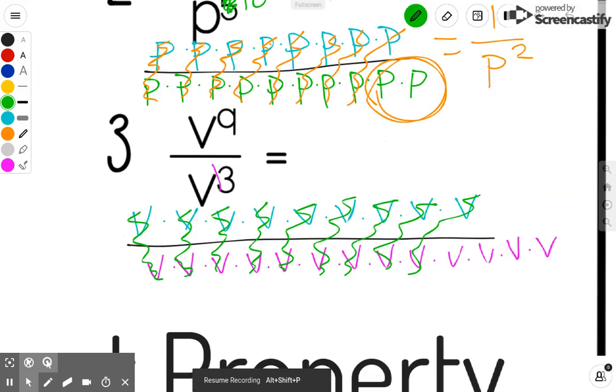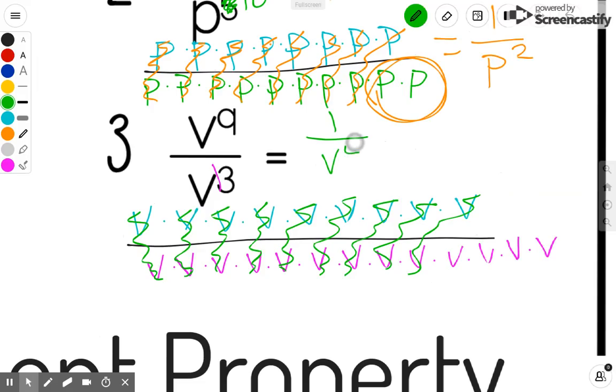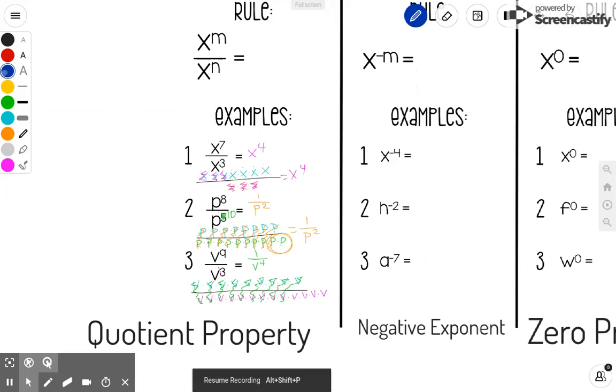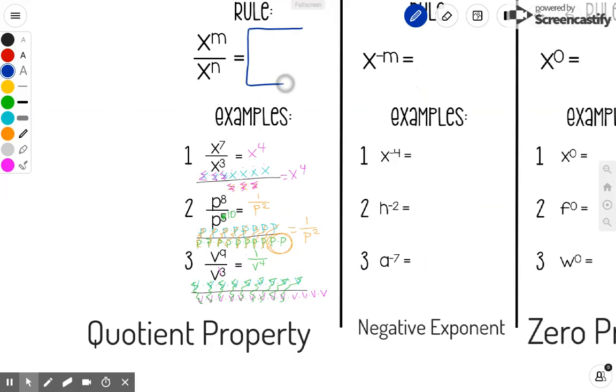Okay, when I canceled out, I had nothing on top and 4 v's on bottom. So that means I've got 1 over v to the 4th. Ta-da! Do you see the shortcut now? Go ahead and write a rule for yourself. Remember, these rules aren't necessary, but if you like a shorter way of doing things, go ahead and write a rule for yourself here. If not, you can always just expand it and do it the way we did it today.